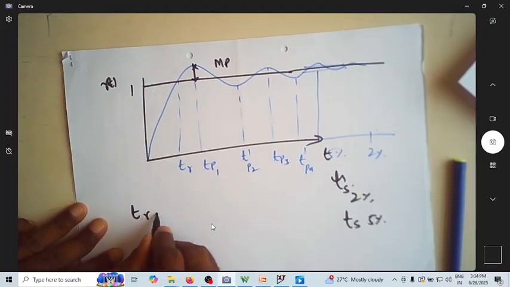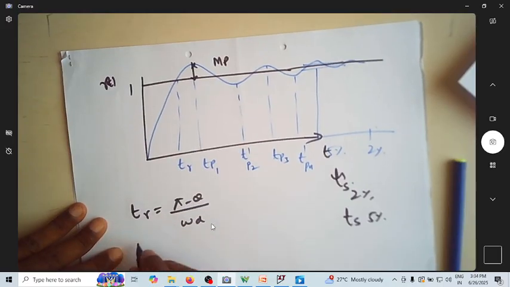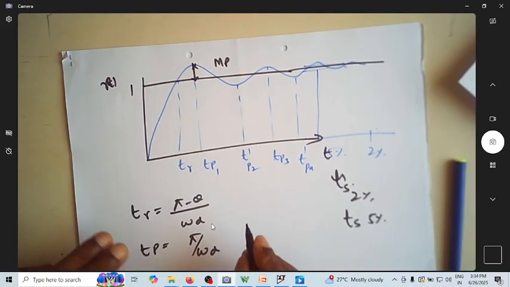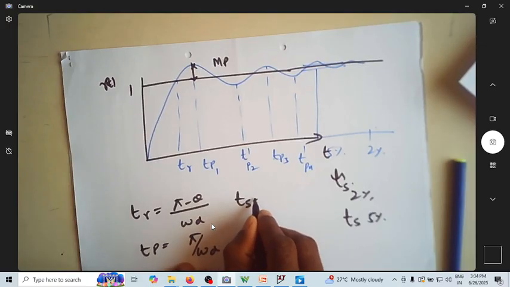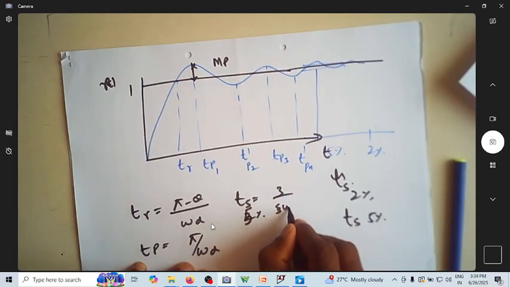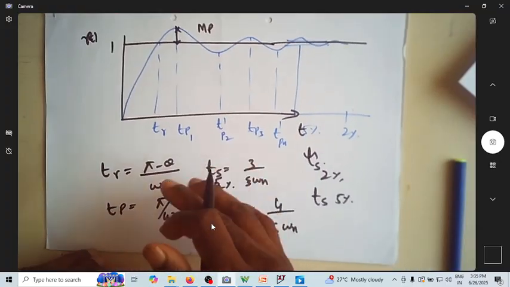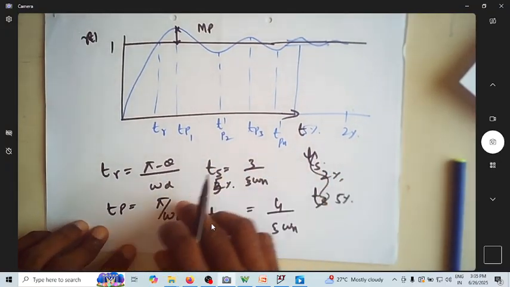So TR is nothing but pi minus theta by omega d, whereas TP is equal to pi by omega d, and TS for 5% is given by 3 by zeta omega n. TS for 2% comes out to be 4 by zeta omega n. So these are the typical expressions.